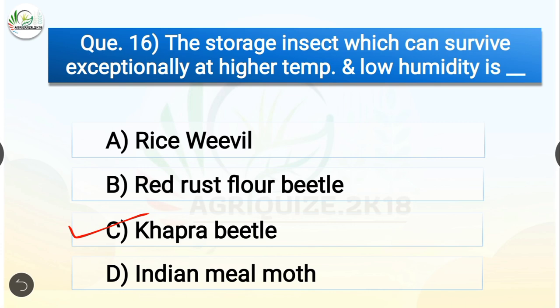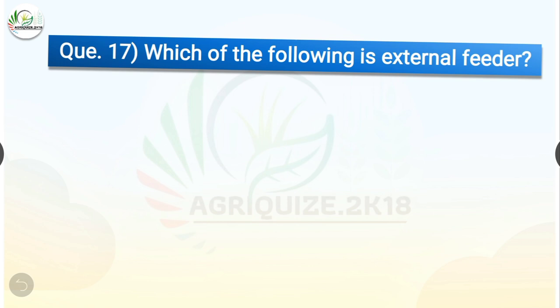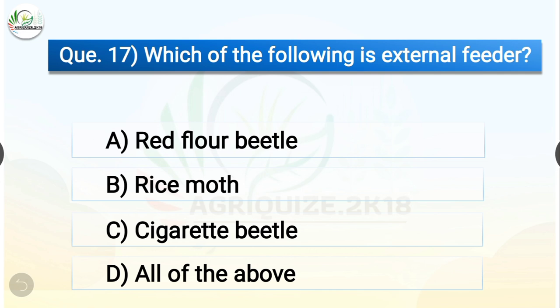Question number 17. Which of the following is external feeder? The options are red flour beetle, rice moth, cigarette beetle or all of the above. The correct answer is option D, all of the above. So all the three, which includes red flour beetle, rice moth and cigarette beetle, are external feeders.